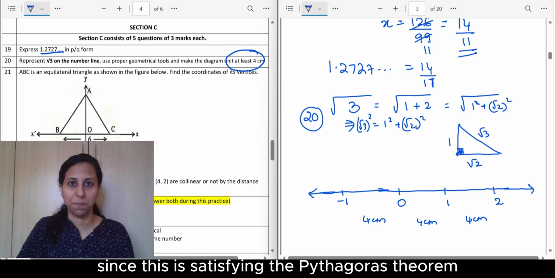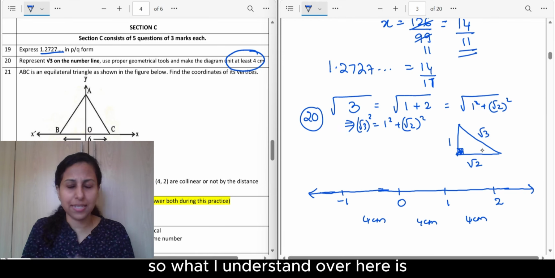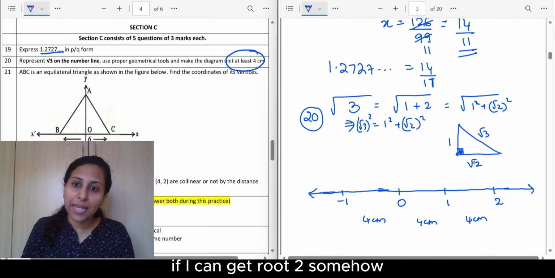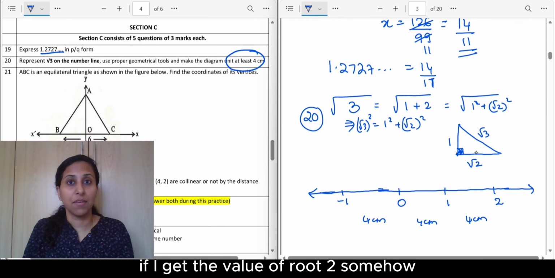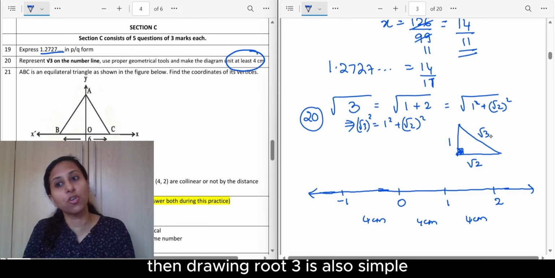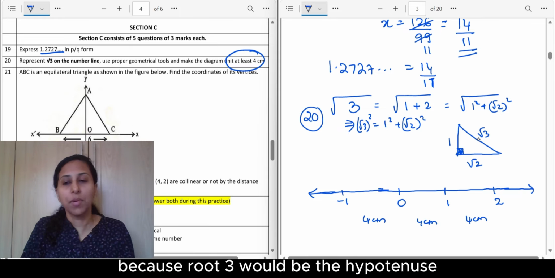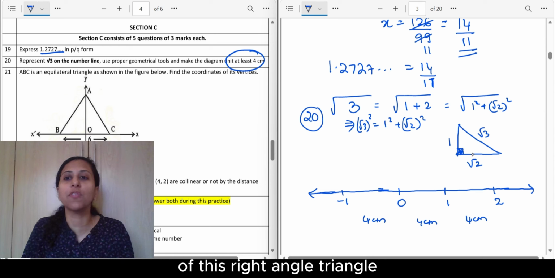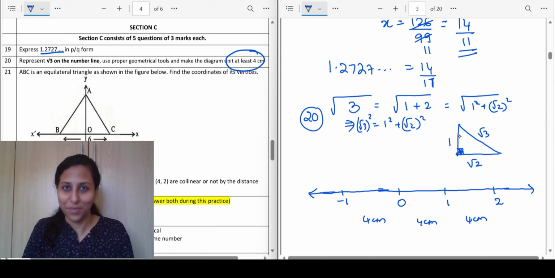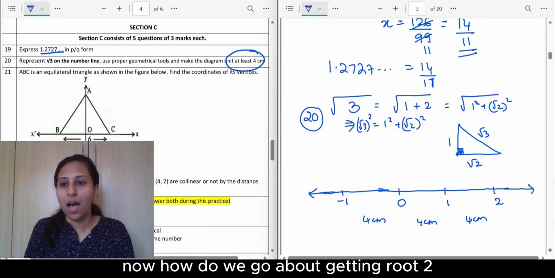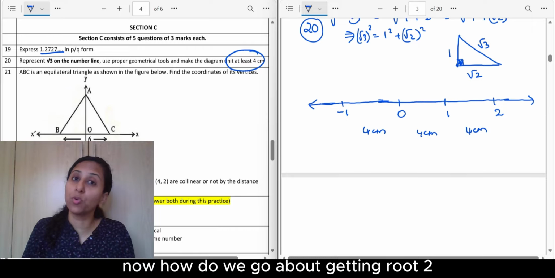So this would be a right angle triangle with sides root 2, 1, and root 3, since this is satisfying the Pythagoras theorem. So what I understand over here is, if I can get the value of root 2 somehow, then drawing root 3 is also simple. Because root 3 would be the hypotenuse of this right angle triangle. Now, how do we go about getting root 2?